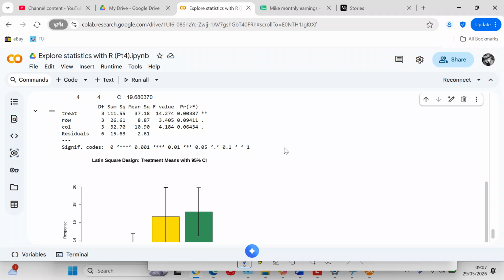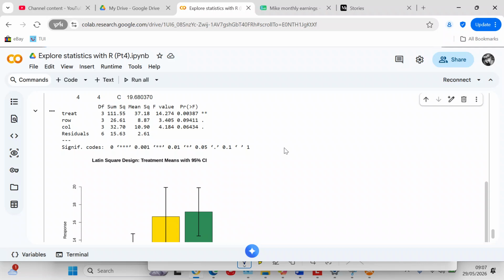So for treat, it's 4 minus 1. For row, it's 4 minus 1. For column, it's 4 minus 1. And then for residuals, you're taking the total number of elements, which I think in this instance is going to be 16, and 16 minus 10 is going to be 6. So it comes up with 6 residuals.